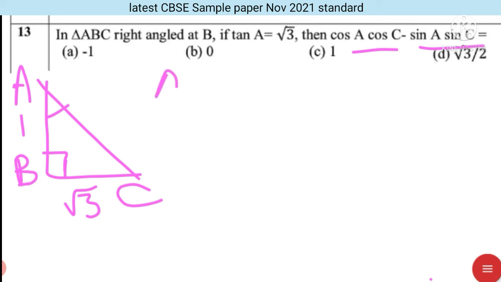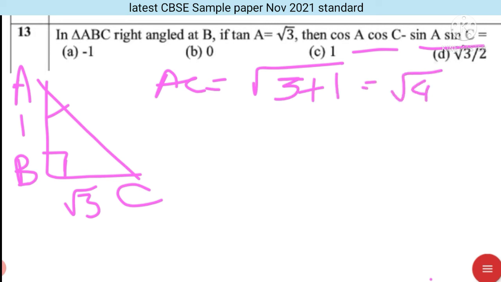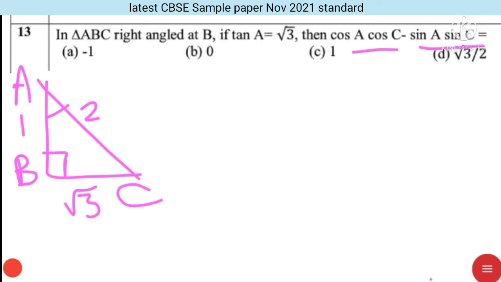So for AC, apply Pythagoras theorem. Square root of root 3 square, that is 3, plus 1 square, that is 1. So this gives me root of 4. So my AC comes out to be 2. Now let's write down value of cos A, means AB upon AC. So it will be 1 by 2.